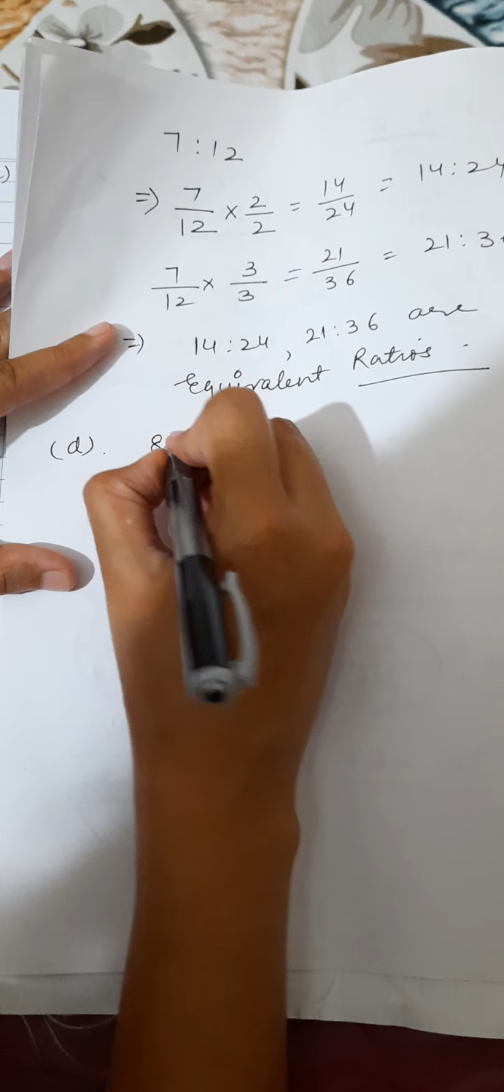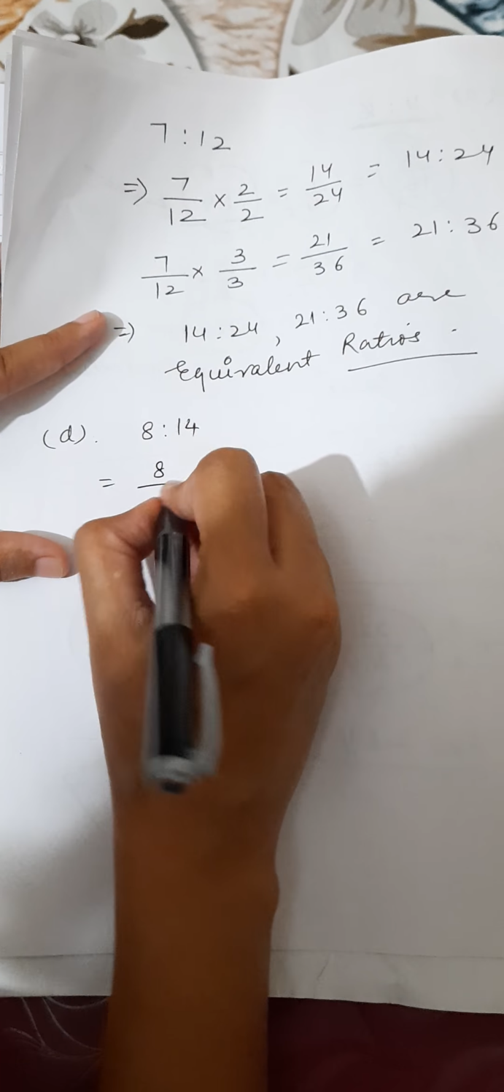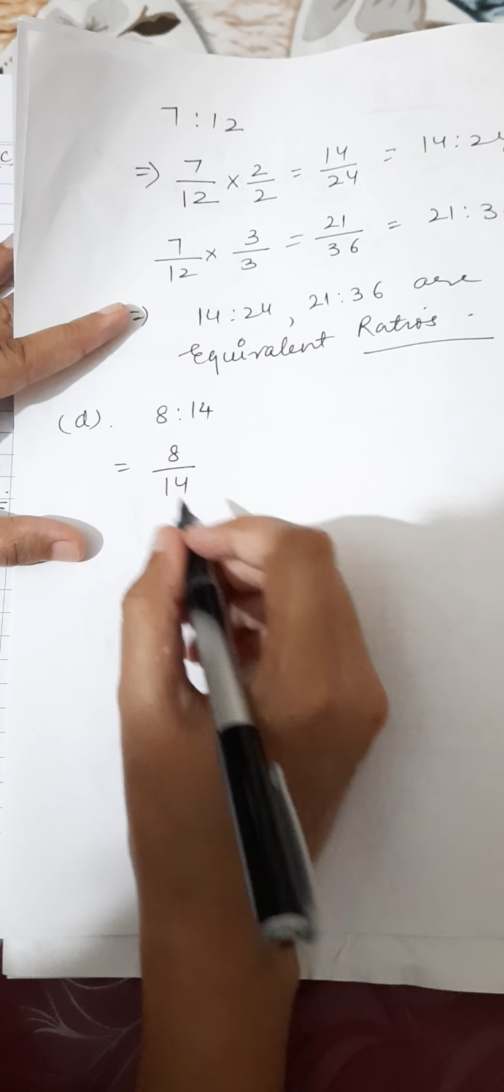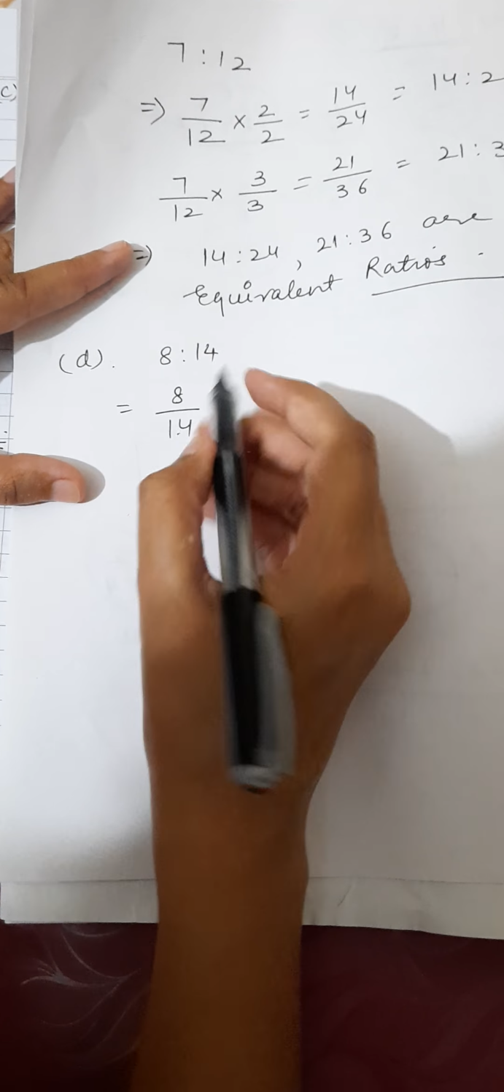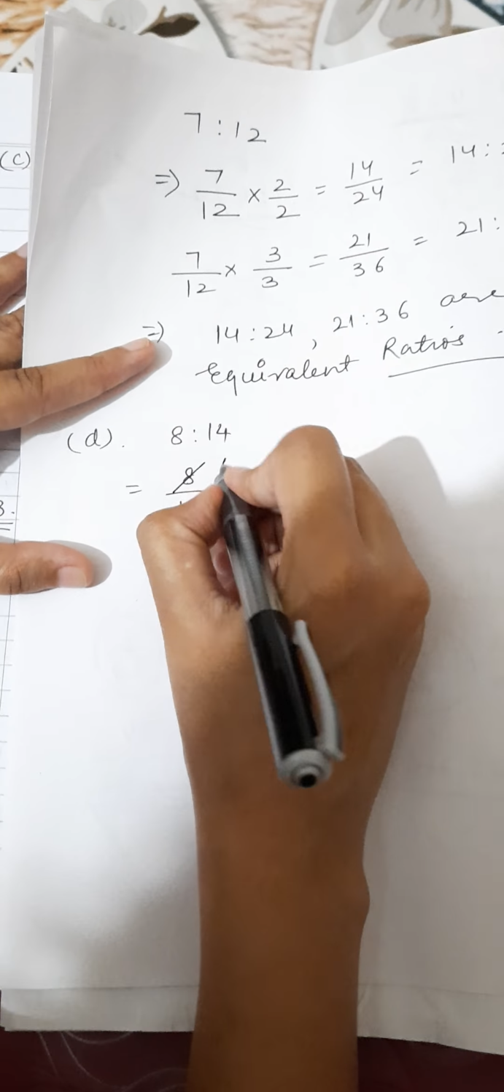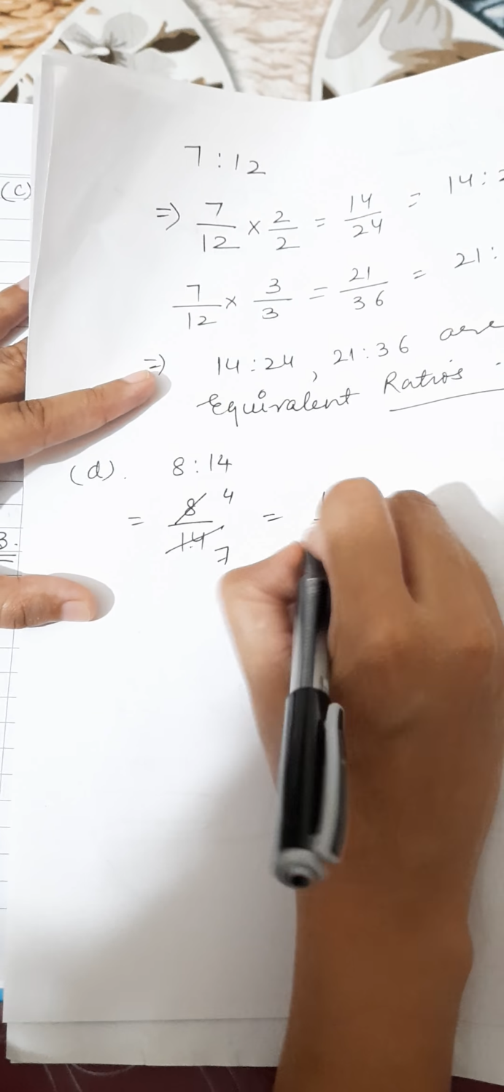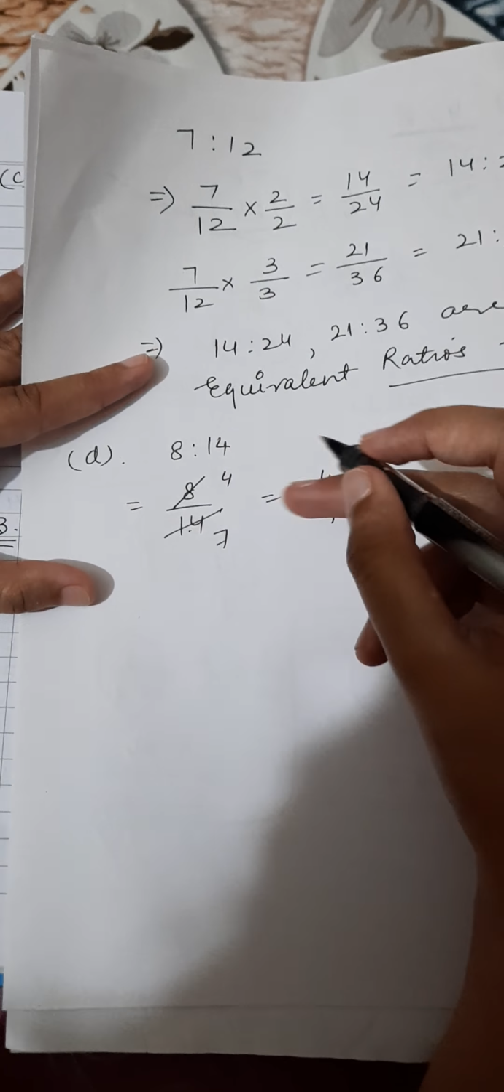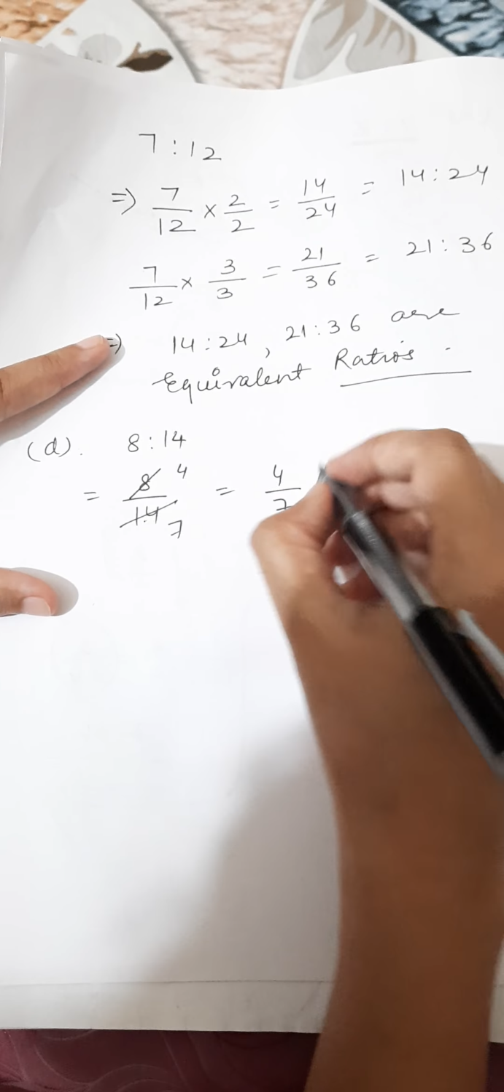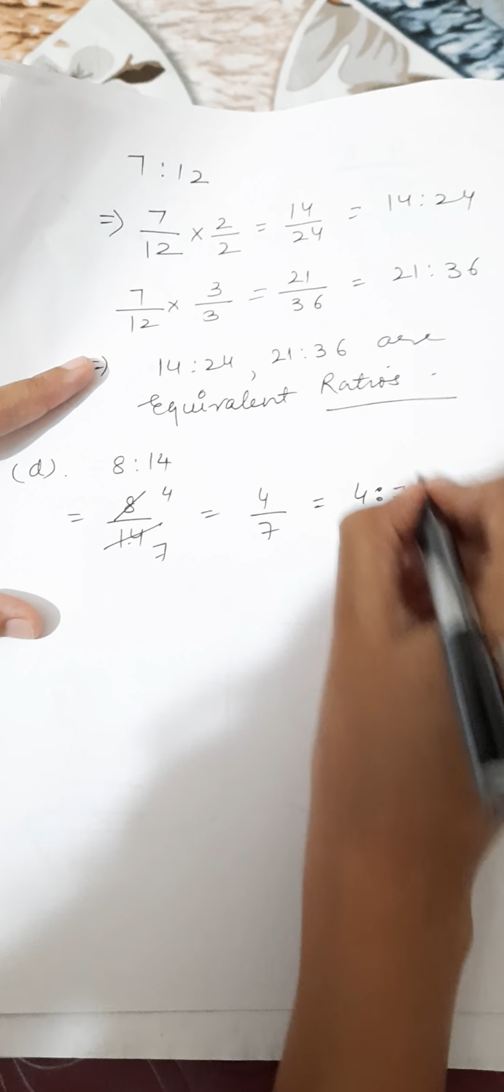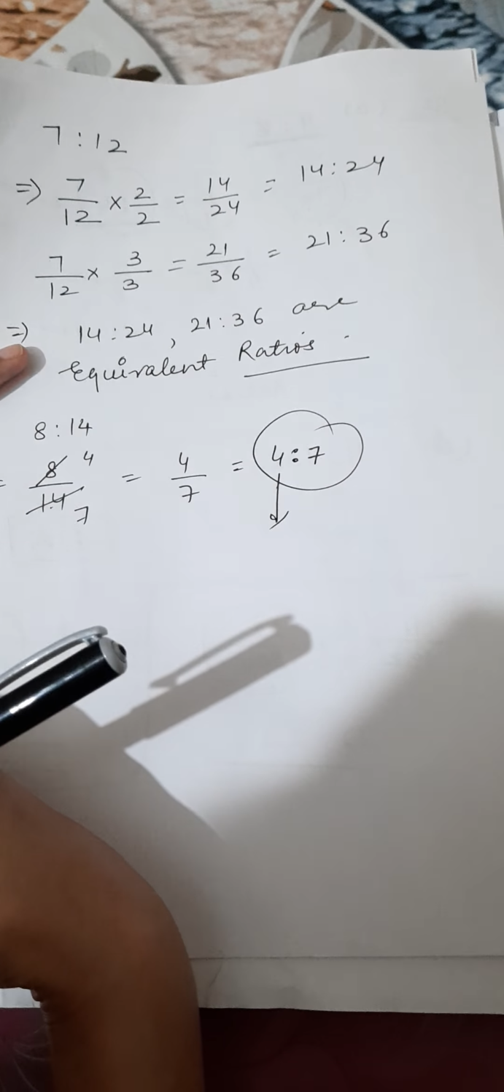Now D part. In the D part, 8:14 means 8 upon 14. I can clearly see that they both can be cancelled on the table of 2. So let us cancel them. 2 4s are 8, 2 7s are 14. So this is 4 upon 7. And 4 upon 7 is the simplest ratio. This means 4:7. Now with this I can find the equivalent ratio.